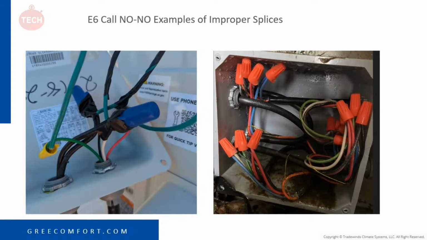The picture on the left is where they were short on wire, so they thought they would just splice in and add a little bit of extra wire. Of course, that generated an E6 as well.